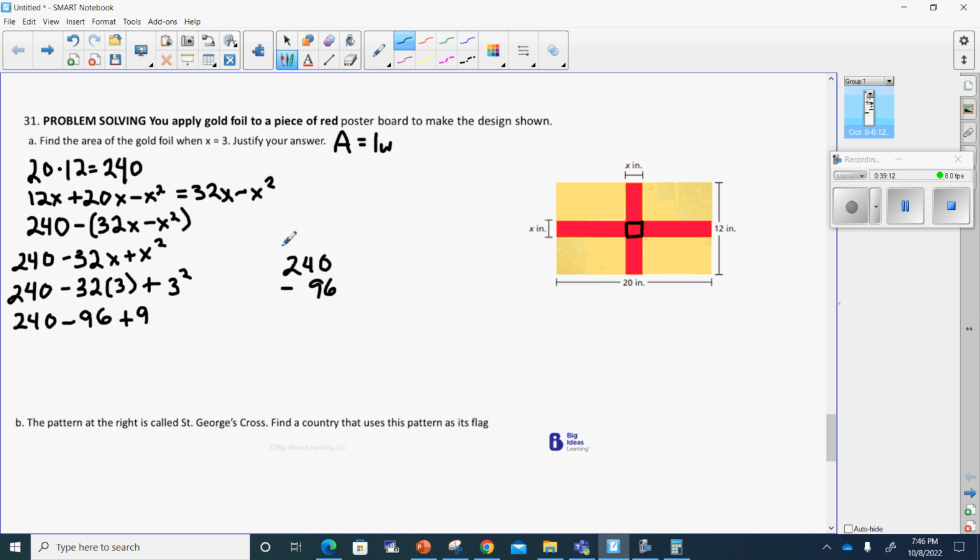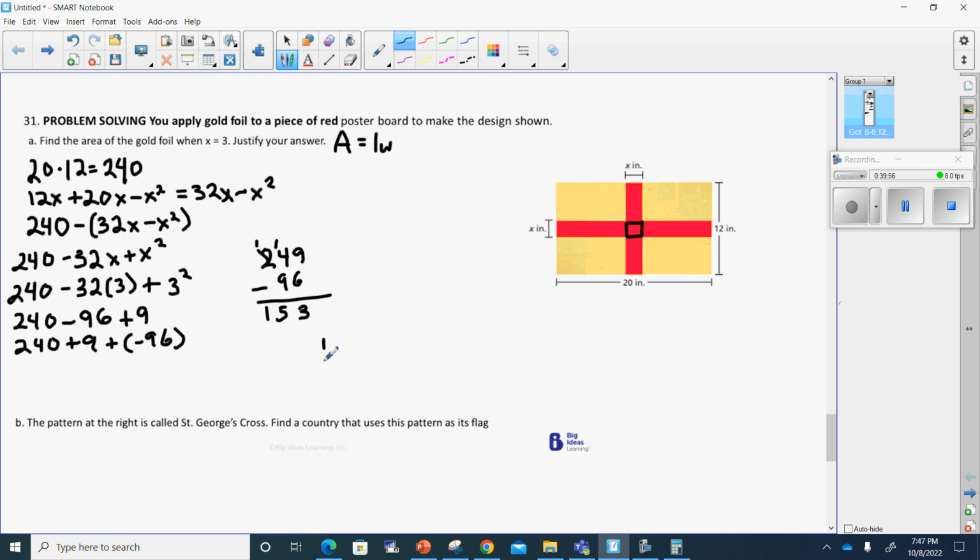Actually, why don't we add the 2 positive terms first, right? Because we can rewrite this whole thing. We could put 240 plus 9 plus negative 96. So 240 plus 9, well, that's easy. That's 249. And now I'm going to subtract 96. And that's going to give me 3. I've got to borrow 1. 14 minus 9 is 5. That should give me 153.